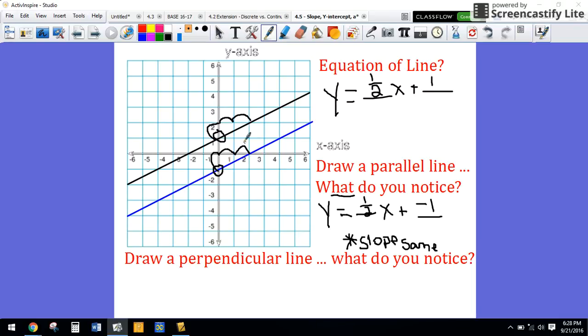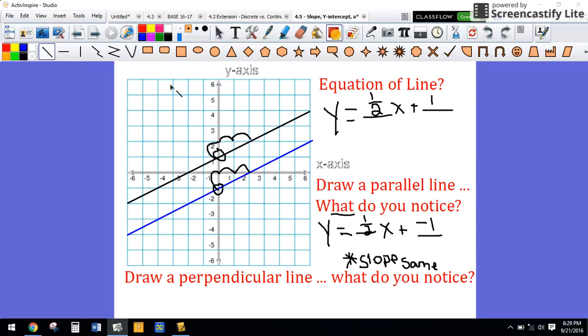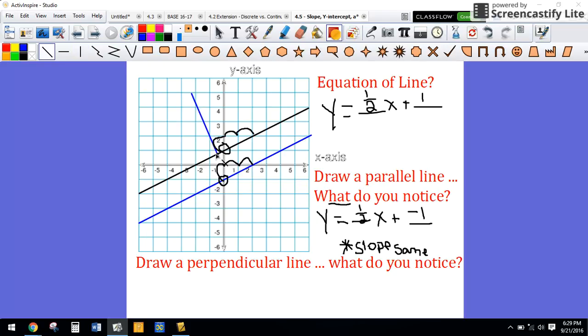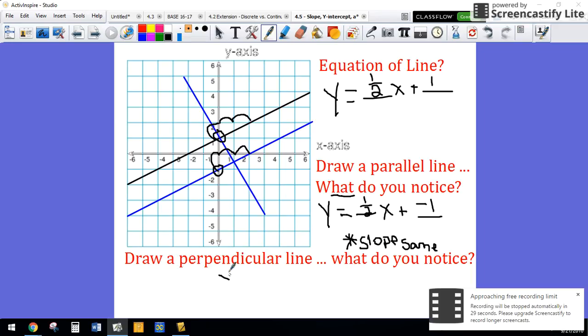Then it asks us to draw a perpendicular line, which is going to be easier said than done here. Let's see if I can do it. Looks pretty close to a right angle to me. It may not be exact. So let's write our equation. So I've got y. Oh, I'm running out of time. I only got 30 seconds.